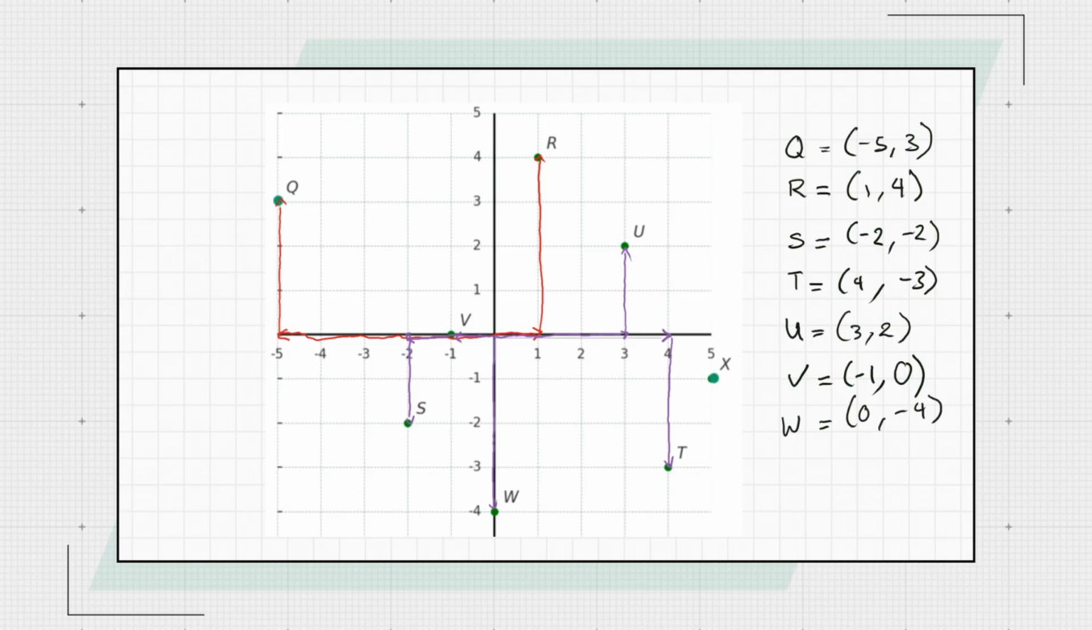Alright, and lastly, we can do X. So for our x-coordinate, it's 1, 2, 3, 4, 5 for X. And for Y, we're going down 1, so it's -1.